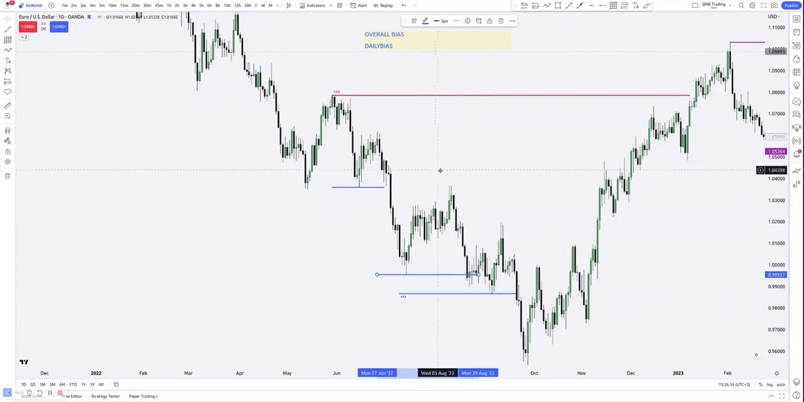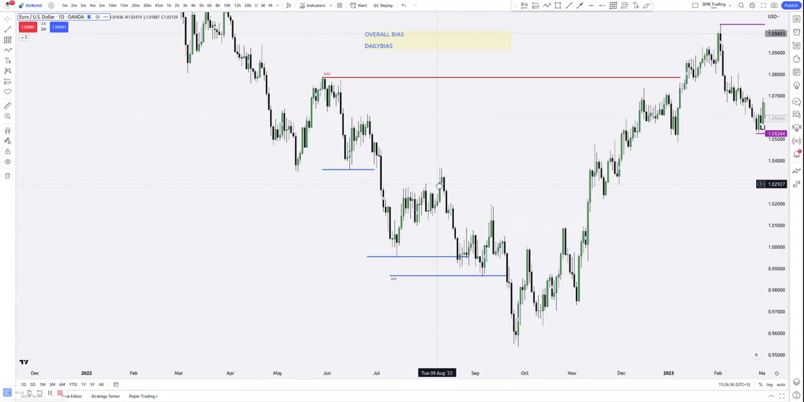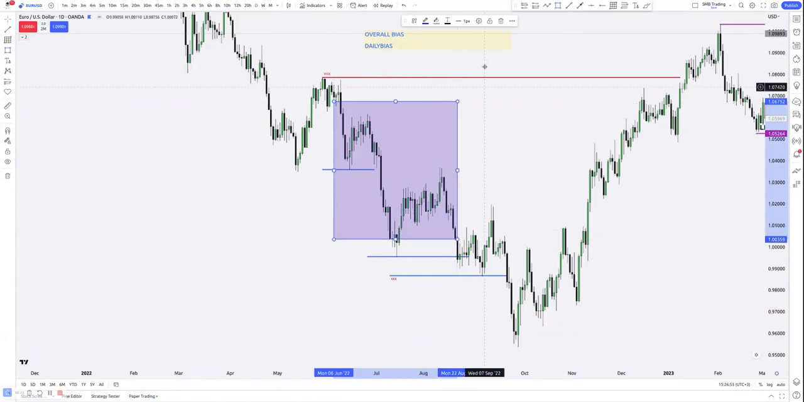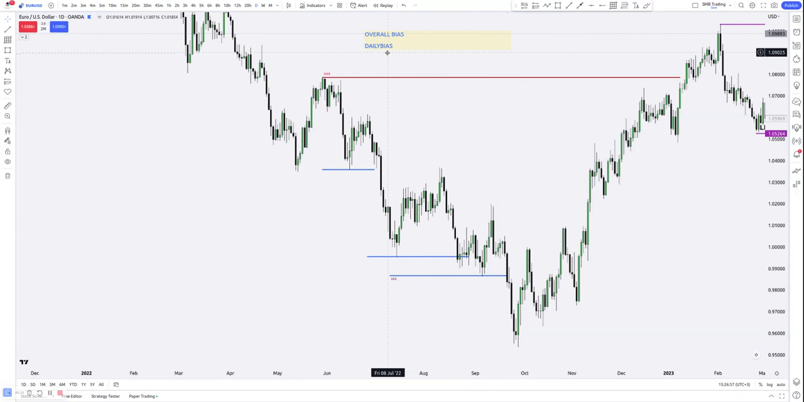That means you know which PD array is being attacked on the higher time frame. We know which swing low is being attacked on the higher time frame. But in the process of reaching this sell side liquidity, price created structures in here that you could utilize for the daily bias.